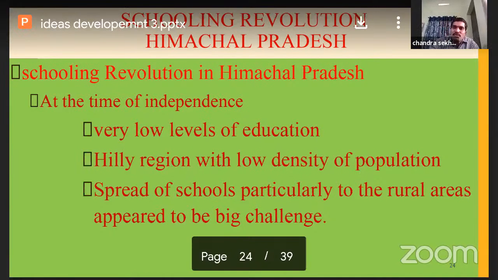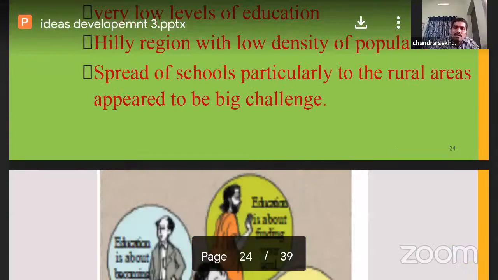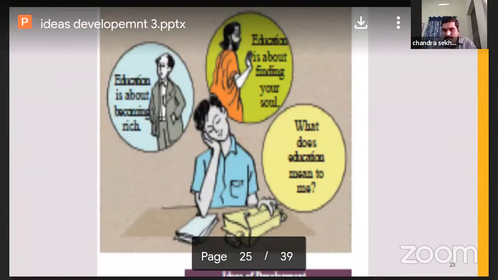But the Himachali government and the people combinedly decided to improve the educational facilities, and they decided to concentrate on improvement of educational facilities. So here a picture is giving information about the perspective of individual thinking. A boy is thinking, what does education mean to me? A rich man thinks education is about becoming rich. He thought that education is useful for becoming rich. A Swamiji is thinking that education is about finding your soul. So the meaning of education depends on our individual perspective of education.